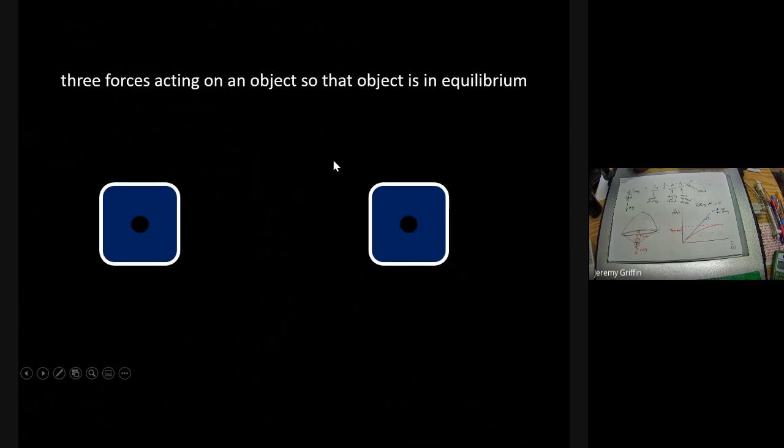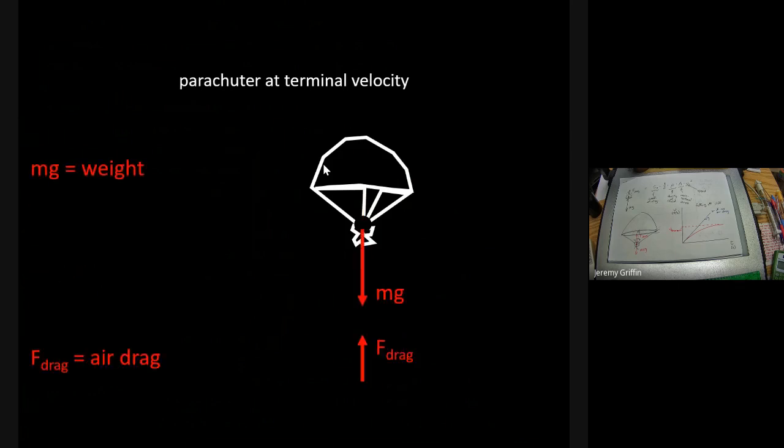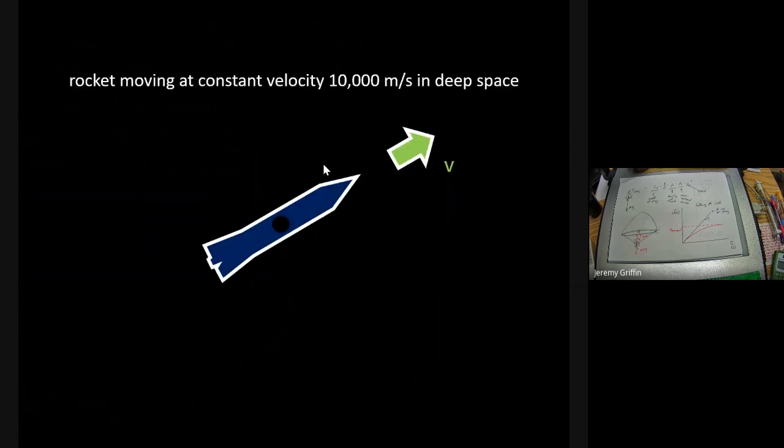Equilibrium. Challenge question: can you draw three forces to put something in equilibrium? Right. There's a couple solutions to that. Right. Parachuter before terminal velocity, parachuter at terminal velocity, right. Below the drag force. Here's the last slide that I showed you guys yesterday.